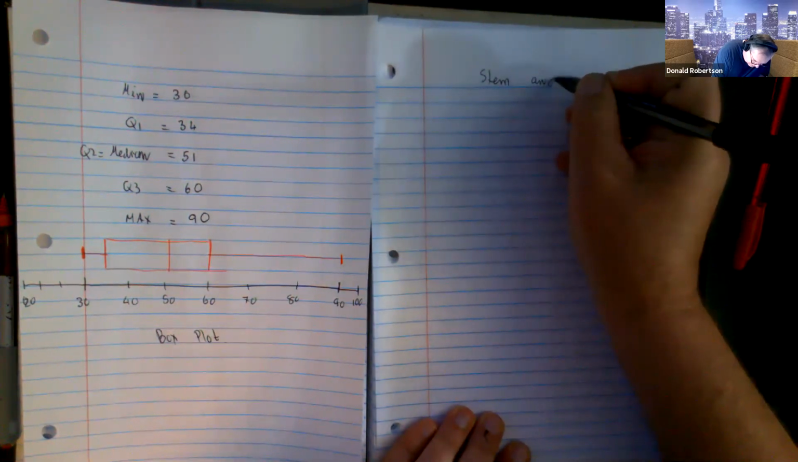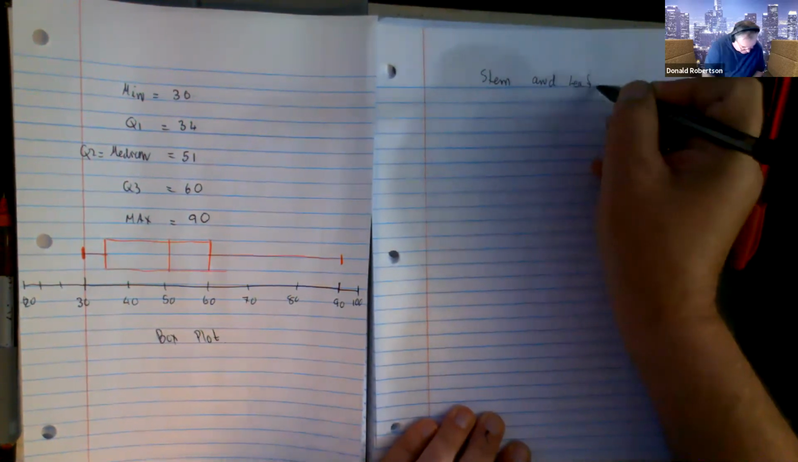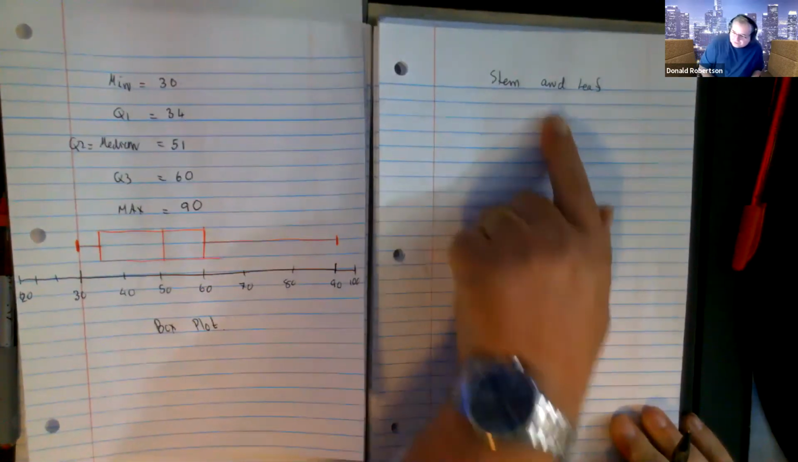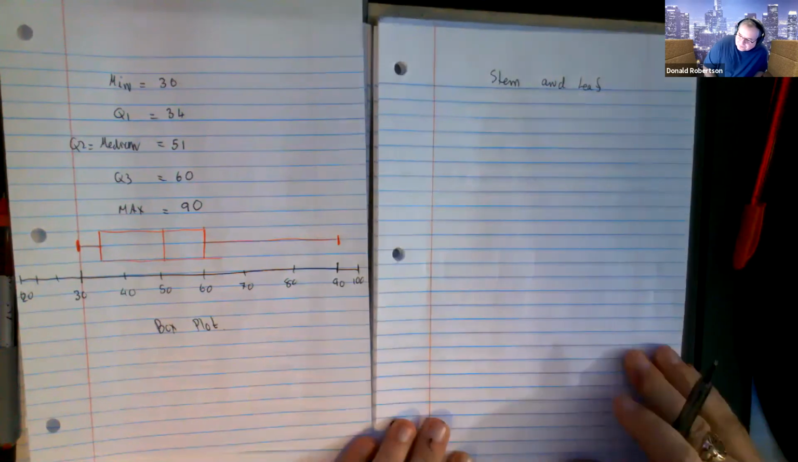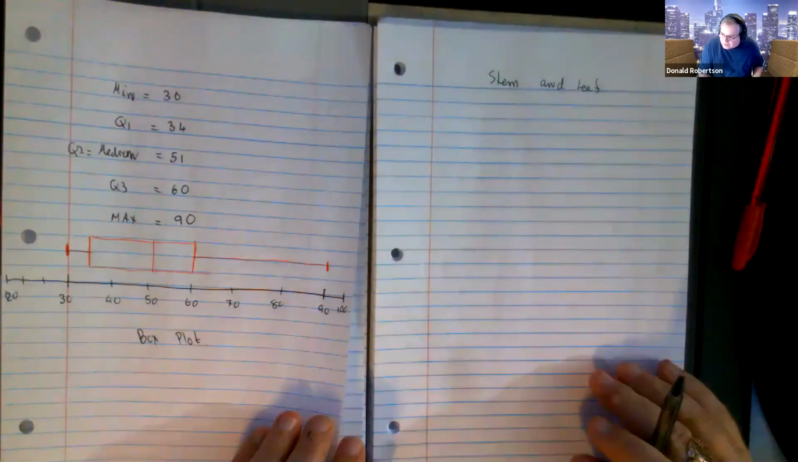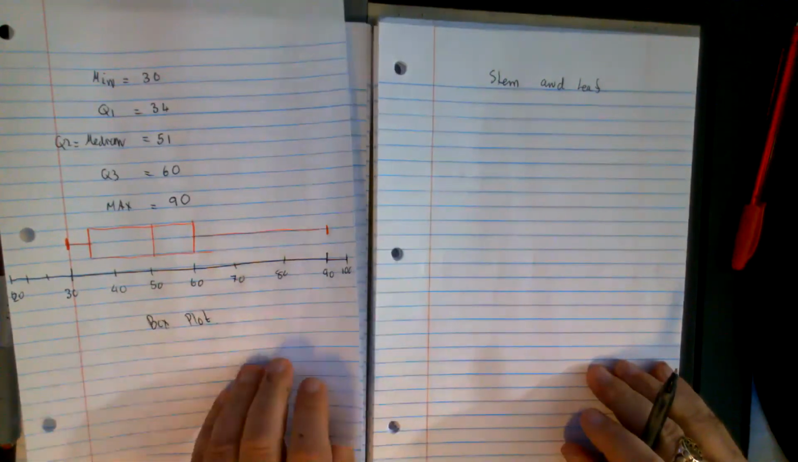But you were asking about a specific thing called the stem and leaf. So is that what you wanted, or were you looking for a stem and leaf? Celia? Oh, you want me to show you this? Yeah. Okay. Right.